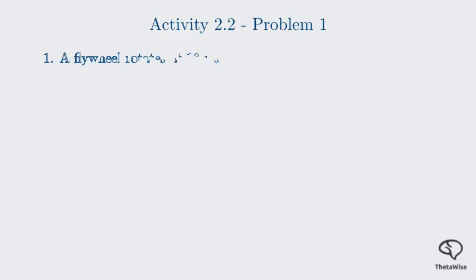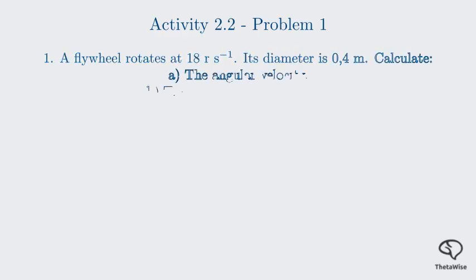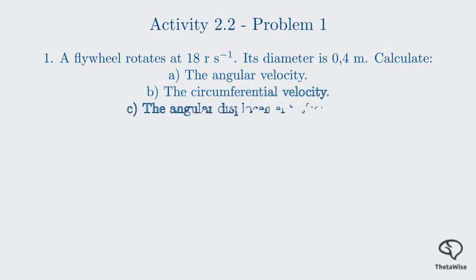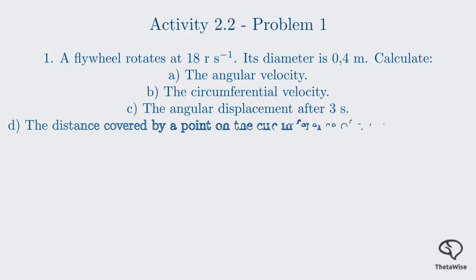The instructions specify to use pi equals 3.142 for our calculations. Let's begin with problem 1. The problem asks, a flywheel rotates at 18 revolutions per second. Its diameter is 0.4 meters. We need to calculate its angular velocity, circumferential velocity, angular displacement after 3 seconds, and the distance covered by a point on its circumference after 3 seconds.